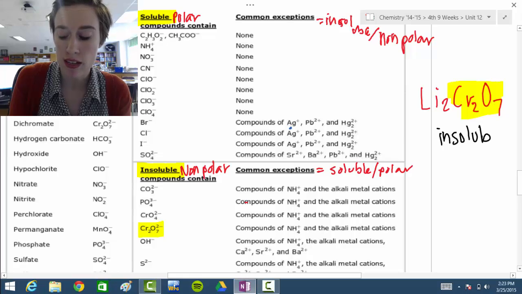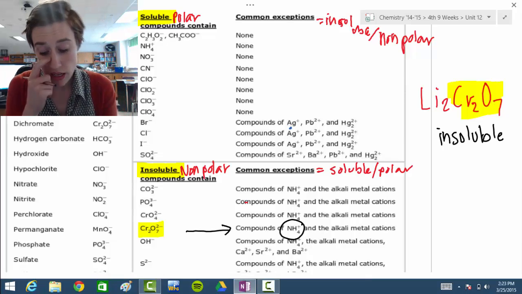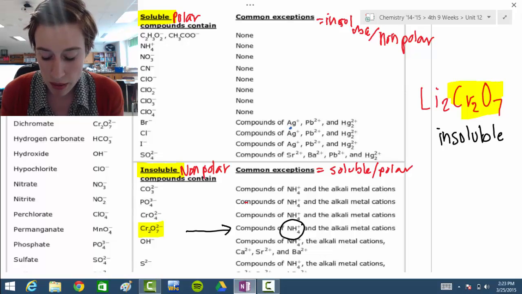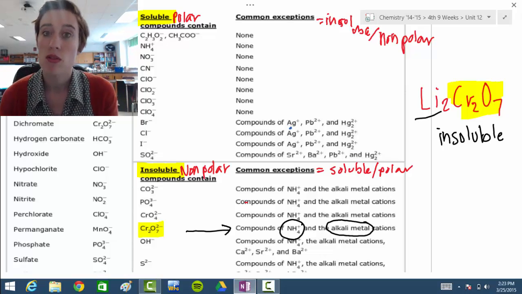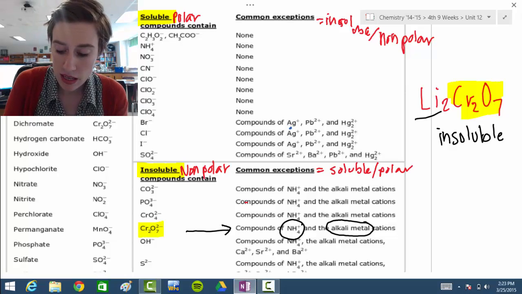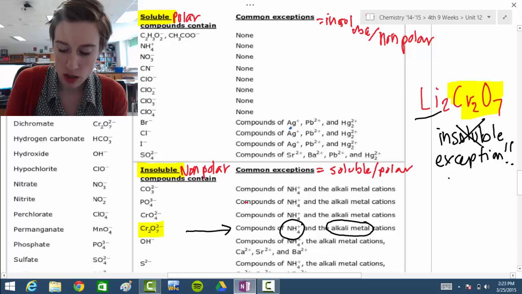However, we have to check the exceptions. What does the exception say? If it's paired with NH4, that means it will be soluble. It's not paired with NH4. But it also says if it's paired with an alkali metal, then it's also soluble. Lithium is one of those alkali metals. It's in group 1. So this is the exception. Since it's the exception, it's not insoluble. It's actually soluble, or it's polar.